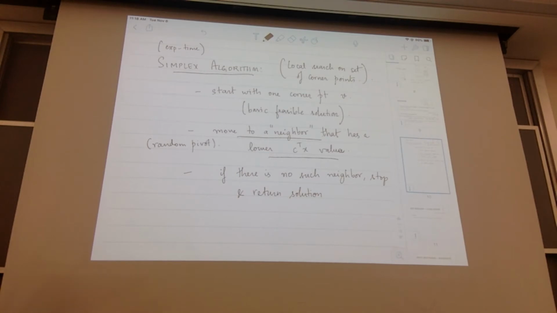Okay, so we are getting a little bit ahead of ourselves. So what do we mean by a neighbor? That's the first question that I want to ask. Is there a clean geometric way of characterizing what a neighbor of a point is?